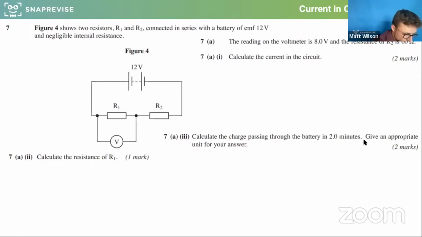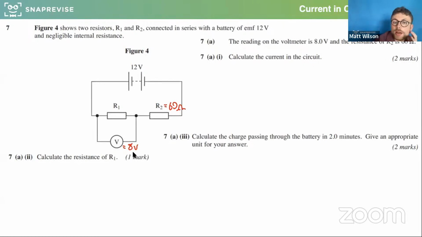Whenever you're given a diagram and some information that isn't on the diagram, I thoroughly recommend drawing it in. Resistance R2 is 60 ohms. It's going to be so much easier to think about if I can see that in a diagram. The reading on the voltmeter is 8 volts. They didn't tell us this in the diagram either. Always annotate the diagram. It makes it so much easier.